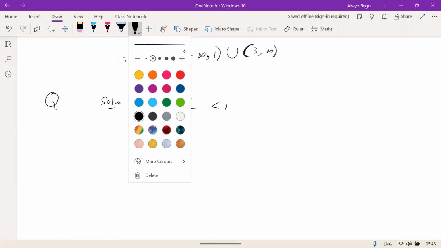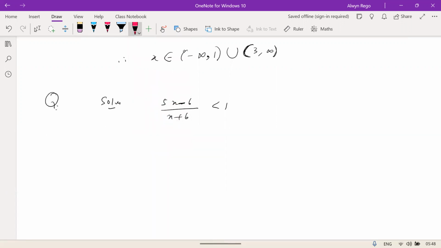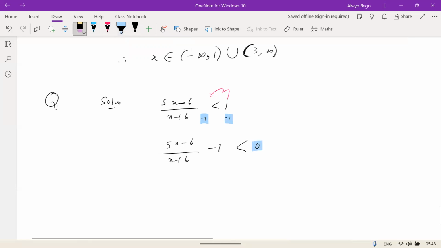So what do we do? We play the same old trick, that you compare with 0. So you transpose to the other side. Transposing a number by way of subtraction does not change the inequality. It doesn't disturb the inequality. So I'll smartly bring that 1 to the left side. So you have (5x minus 6) divided by (x plus 6), minus 1 is less than 0. Like subtracting 1 from both sides, the inequality does not get disturbed. So you achieve a 0. That's the whole big idea. That's what the trick is.